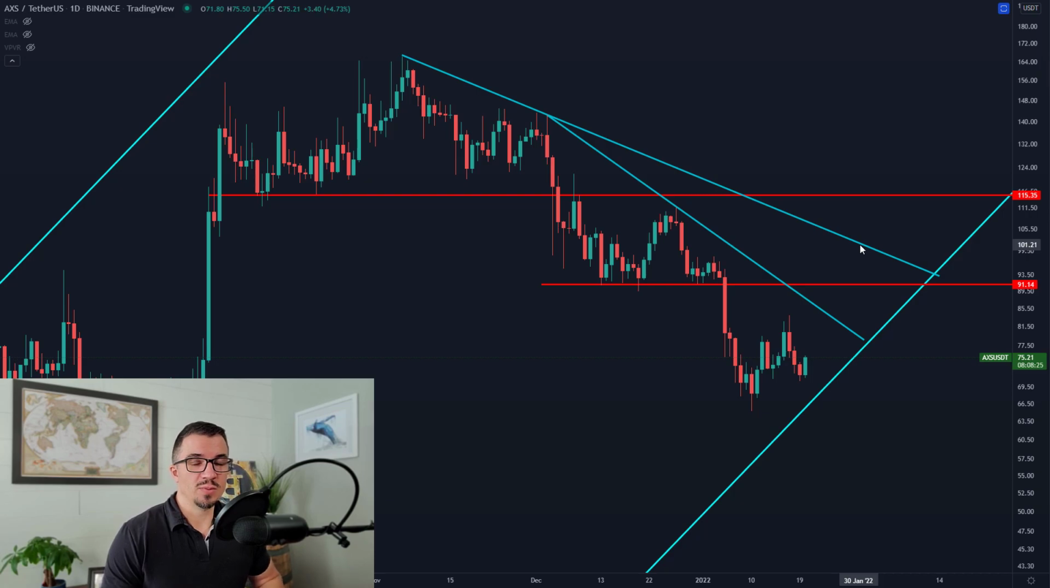Now, as I've said with Bitcoin before, if you are trying to get into a position here, not financial advice, but this is what I tend to do. Instead of looking to allocate all of your capital above this level here or above 90 or 100, instead just dollar cost average.